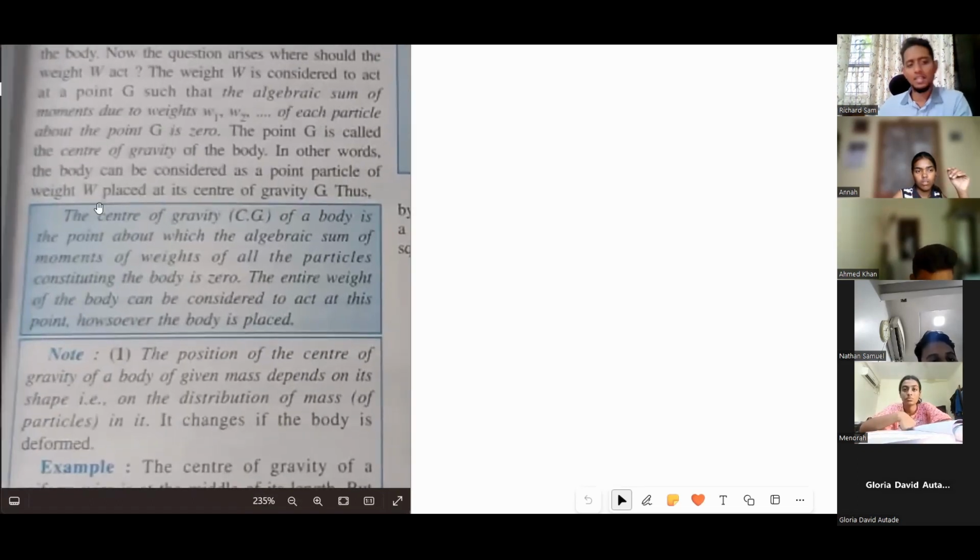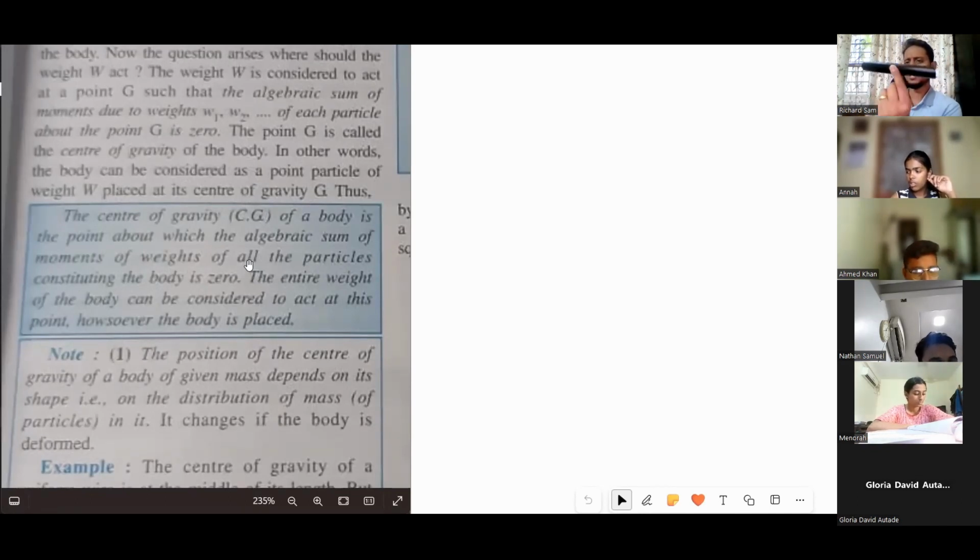Yes, here. Let's read it together. The center of gravity of a body is the point about which the algebraic sum of moments of weights of all the particles constituting the body is zero. That's the first point. Second point is the entire weight of the body can be considered to act at this point, howsoever the body is placed. Okay. So the first point is the total moment of force will be zero.